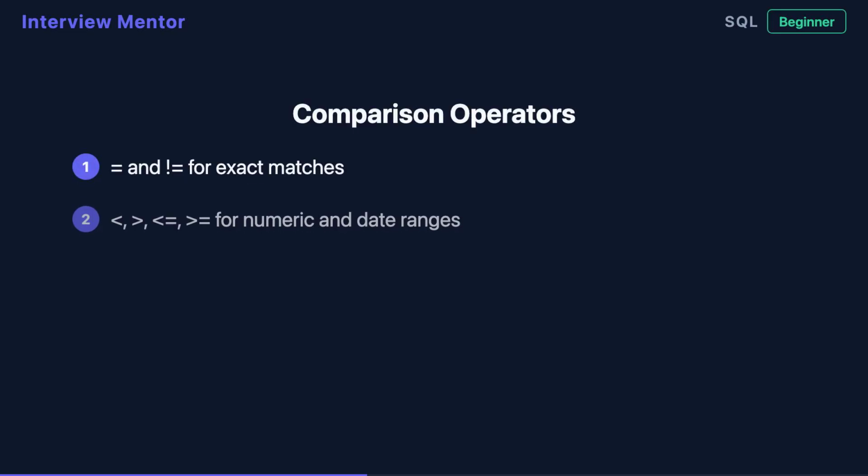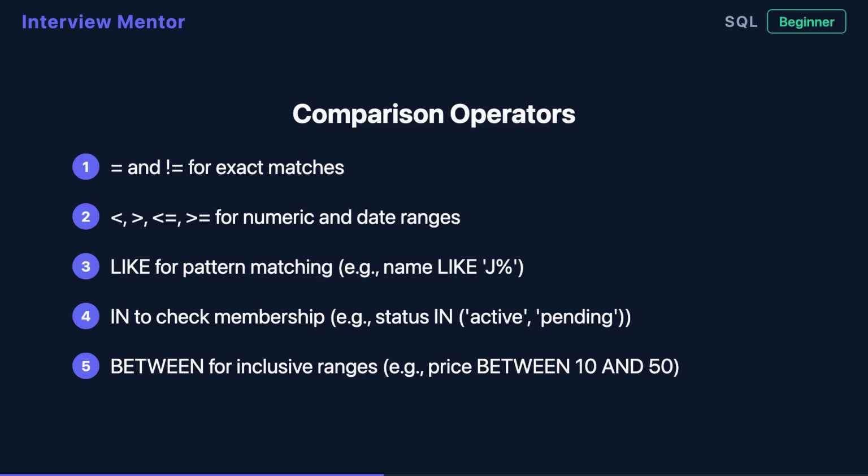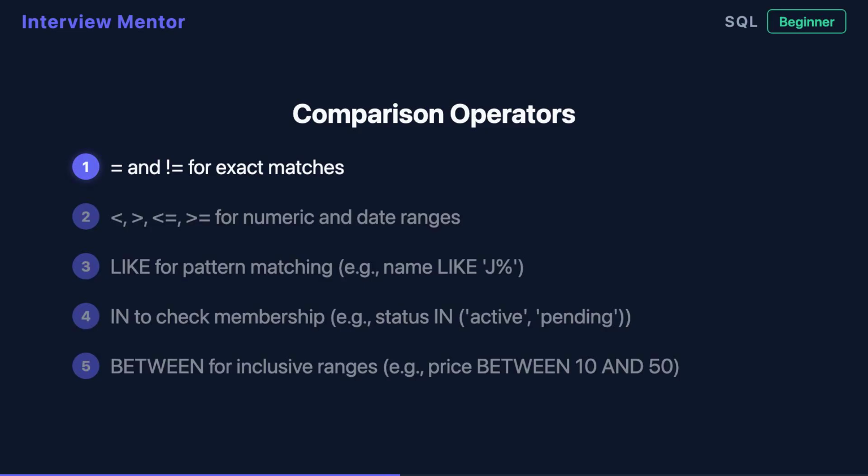WHERE supports a rich set of comparison operators: equal and not equal for exact matches; less than, greater than, less than or equal, and greater than or equal for numeric and date ranges; LIKE for pattern matching with wildcards; IN to check if a value exists in a list; and BETWEEN for inclusive range checks. These operators give you precise control over which rows to retrieve.